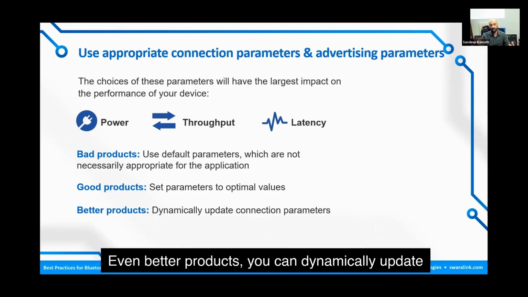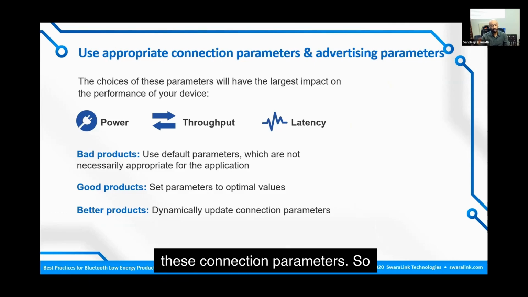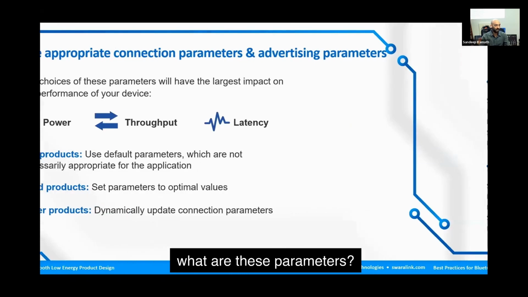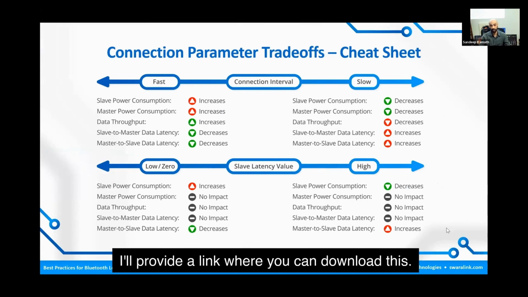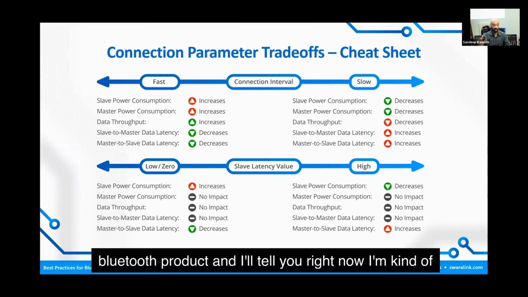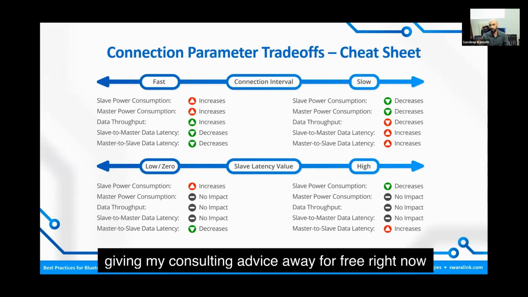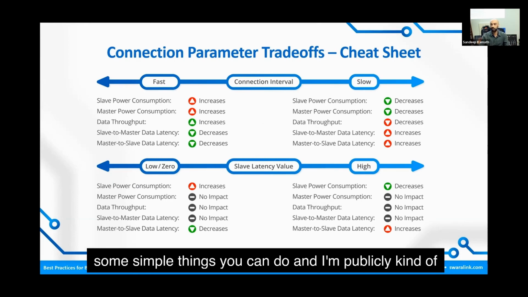So what are these parameters? This right here, this is what I call the cheat sheet, and I'll provide a link where you can download this. So this is basically how you can build a better Bluetooth product. And I'll tell you right now, I'm kind of giving my consulting advice away for free. I'm actually happy to do that because there are some simple things you can do, and I'm publicly sharing this information.